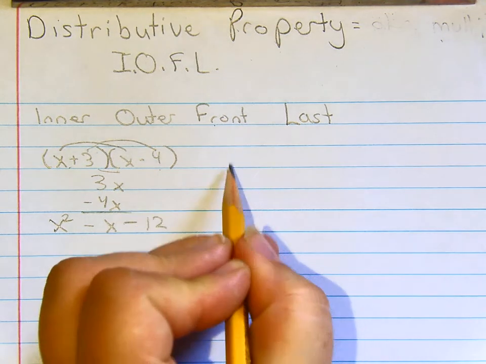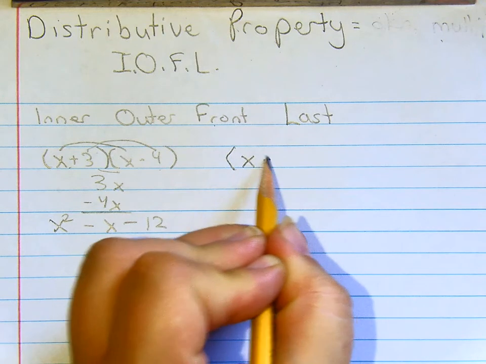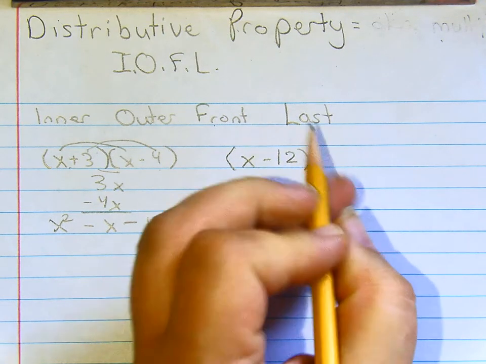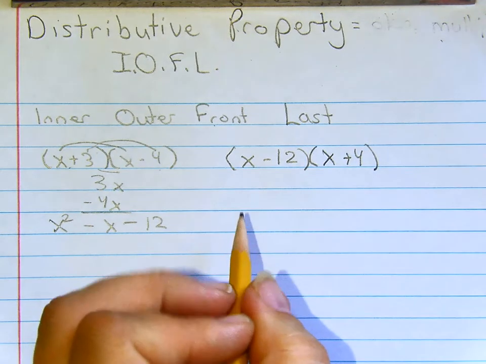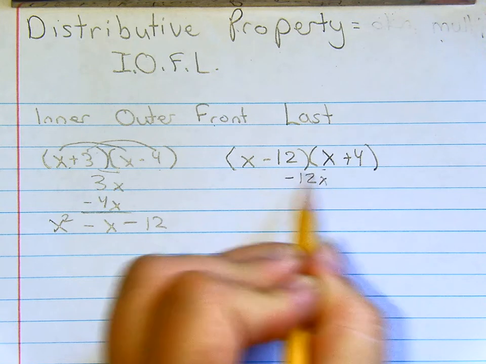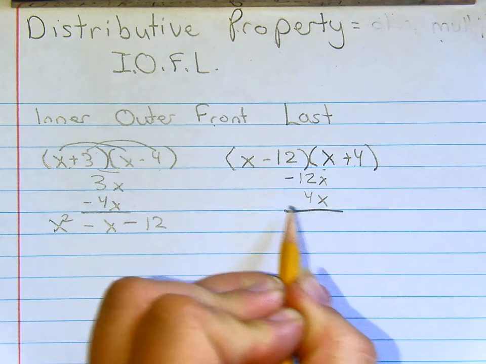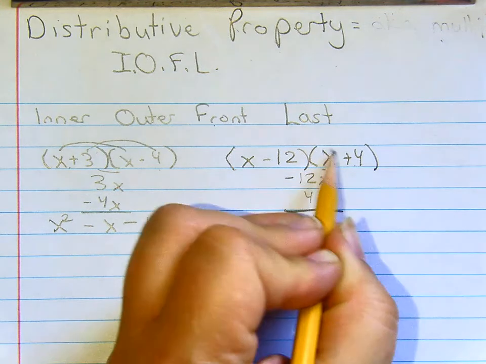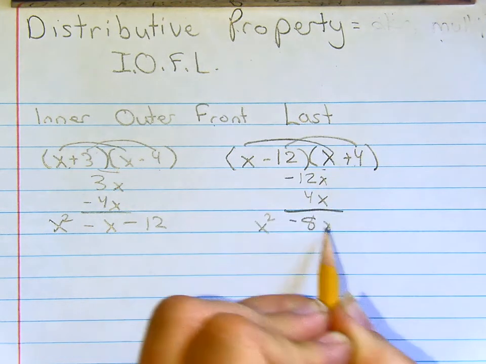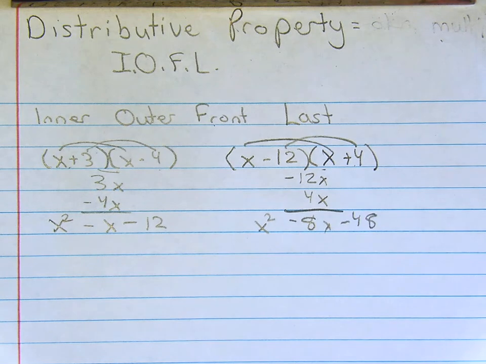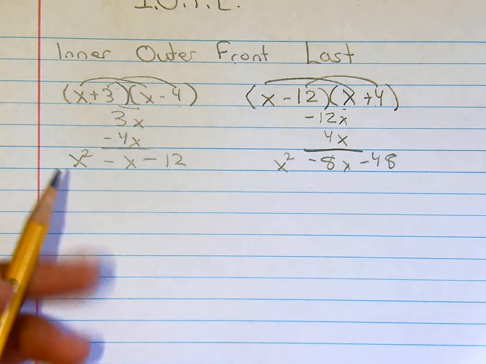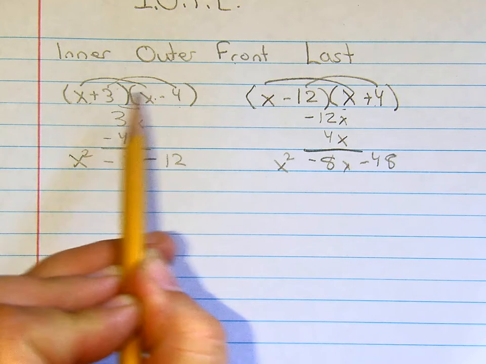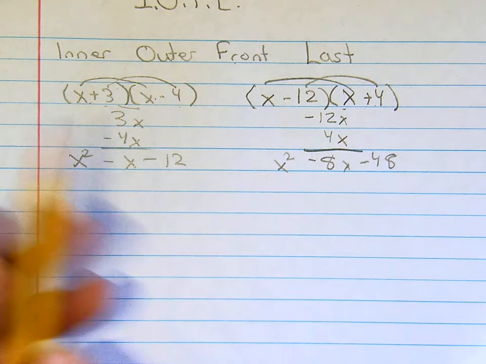I can create initially any problem in this initial format and do the same thing. Inners, -12x, outers, 4x, combined give me -8x, front, x squared, last, -48, I'm done. Okay. And these are the different types that you will see. You either have a negative here, positive there.